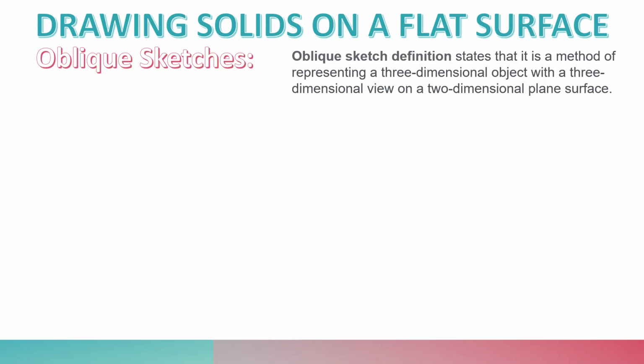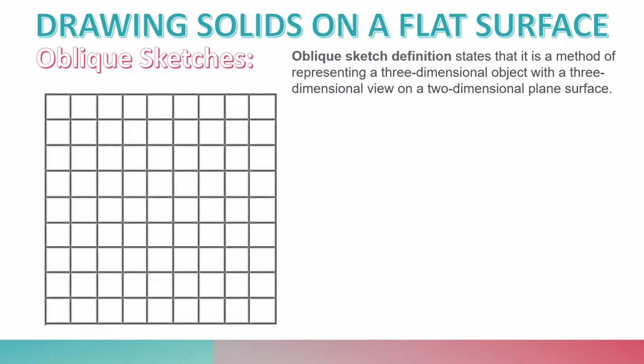What does a squared sheet look like? So here it is. This is a squared sheet in which we can draw the oblique sketch of a 3D shape. Here we are going to draw the oblique sketch of a cube. For this, we will begin by drawing two squares. We are going to draw an oblique sketch of a cube of sides 4 into 4 into 4. That means each side is of 4 units.